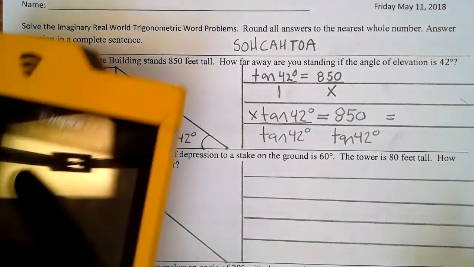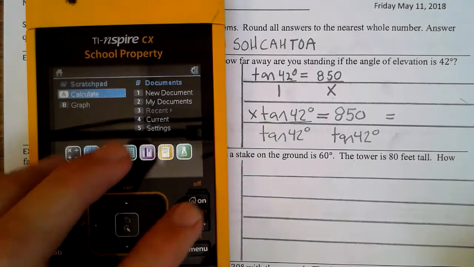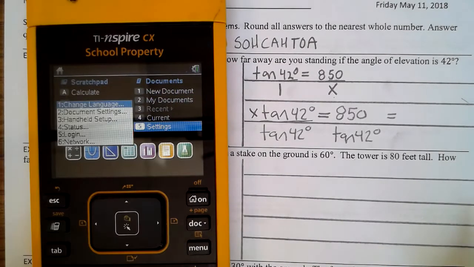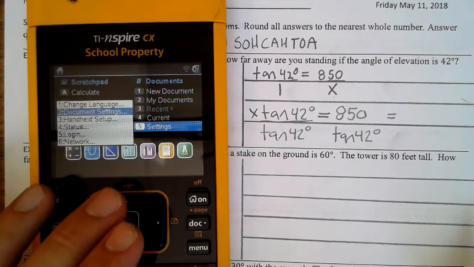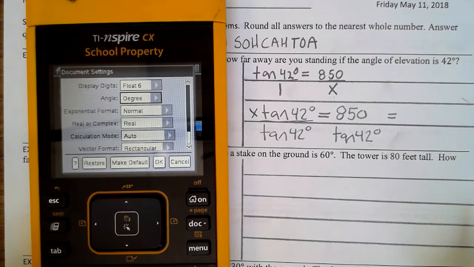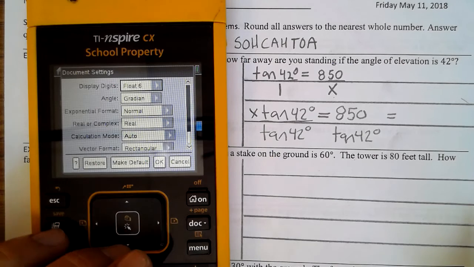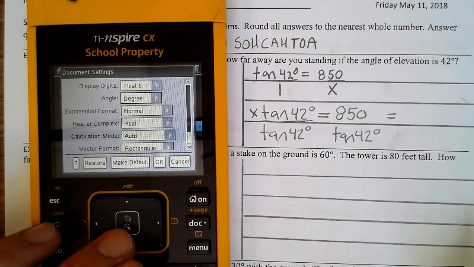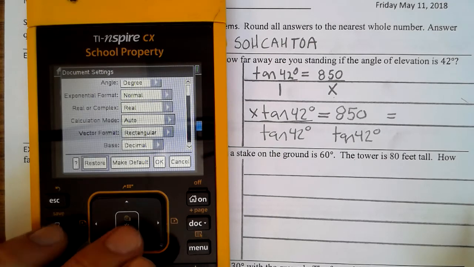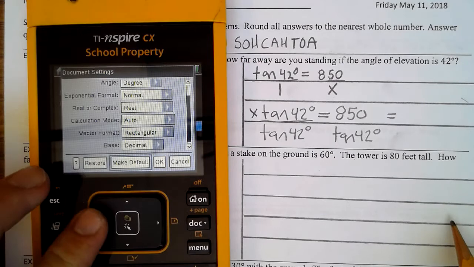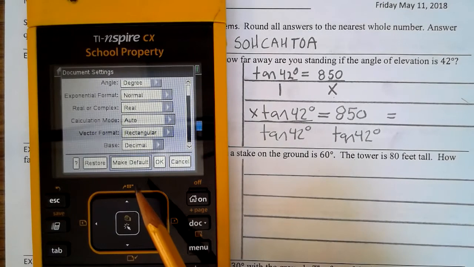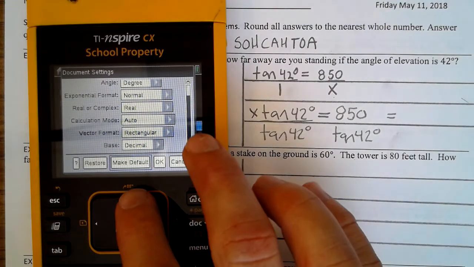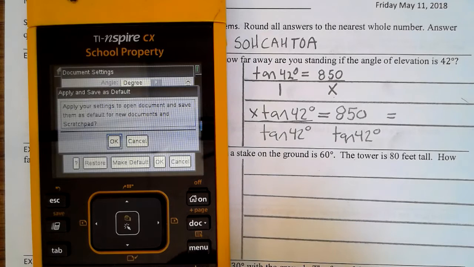All right, now to put this in your calculator, first thing you want to do is go to settings, document settings, and make sure your calculator is in degree mode. If it's in radian mode, you need to change it to degree, and then make sure you say make default. Don't press OK, make default, because anytime the calculator is doing anything, you want it to go to default degree. Okay, so press enter, and again.